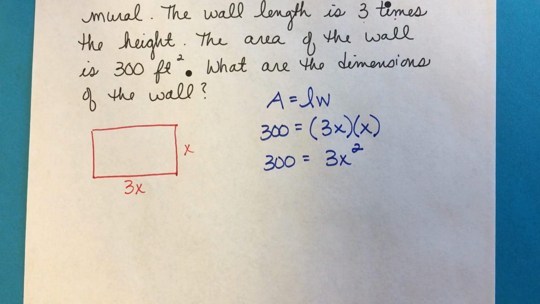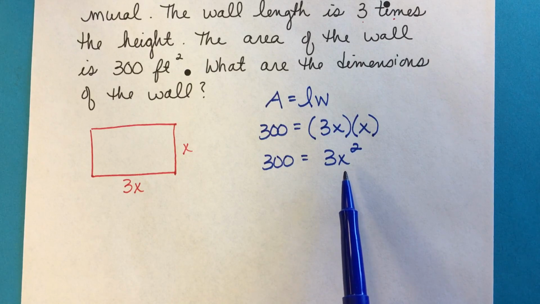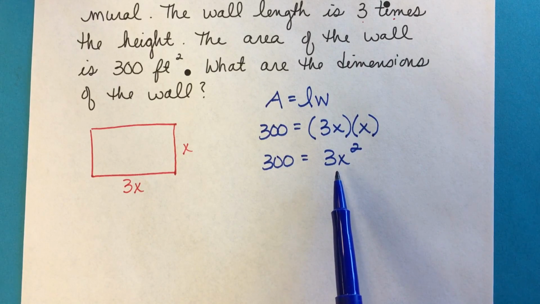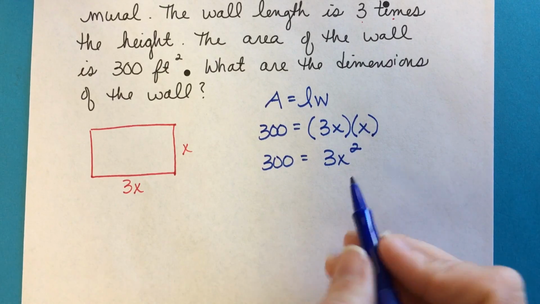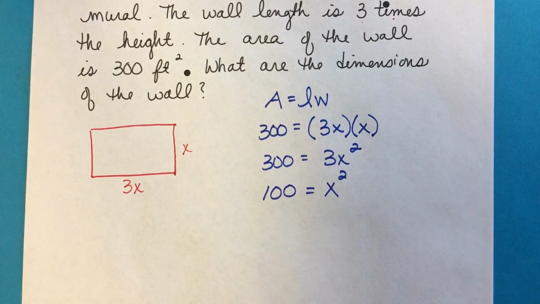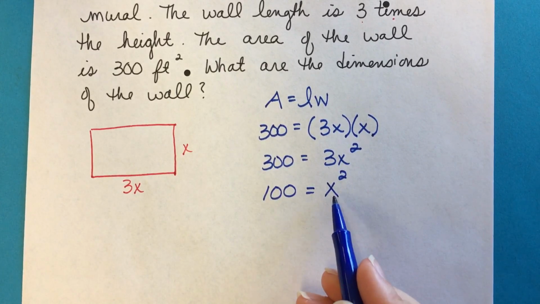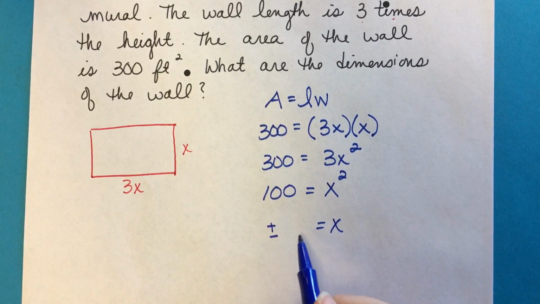Now, you need to solve this. This actually goes back to the first type of problem we talked about today, and that's taking the square root of both sides. But before you can take the square root of both sides, you need to divide both sides by 3. So that would give you x squared is equal to 100. Now the square root of x squared is x. Put your plus minus. The square root of 100 is 10.